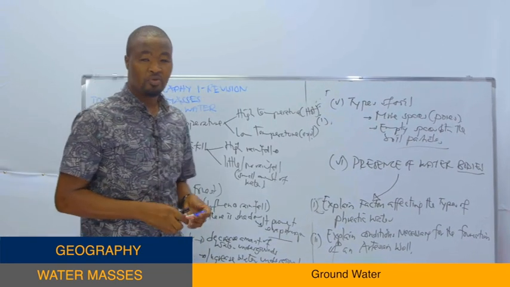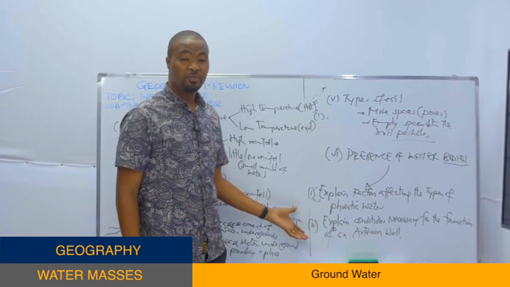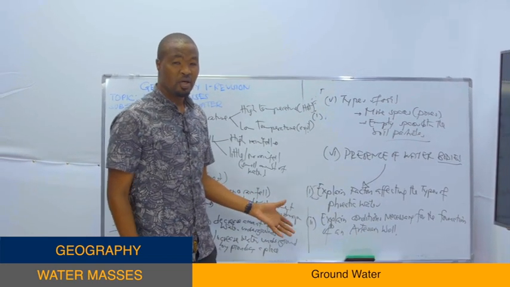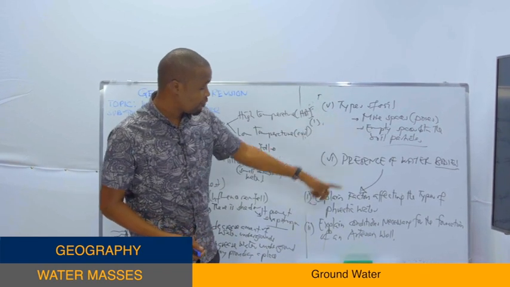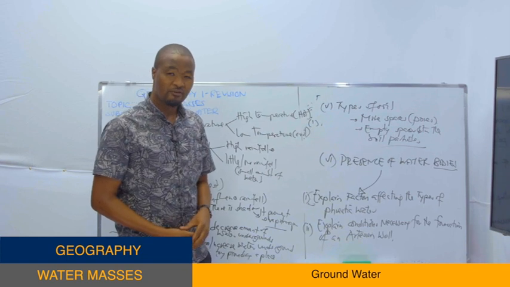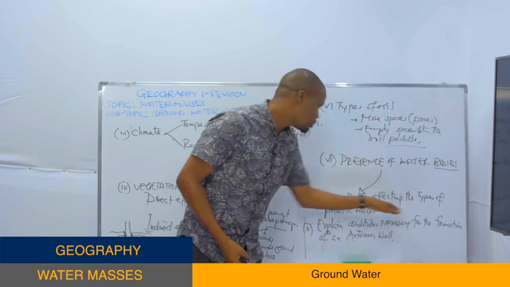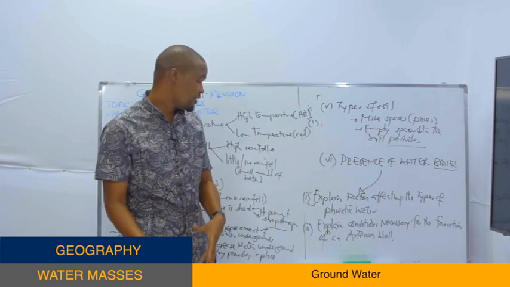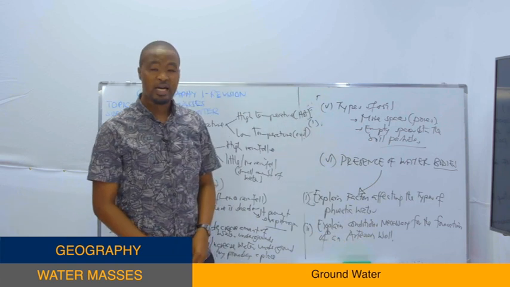Please listen to me very carefully. These are very important questions, especially in water masses, relating to underground water. Explain factors affecting the type of phreatic water. Phreatic water is another name for underground water. So go and explain factors affecting the types of underground water. Thereafter, I need you to explain conditions necessary for the formation of what we call the artesian well.